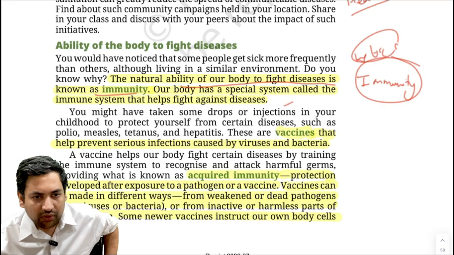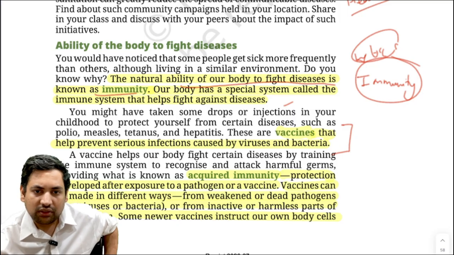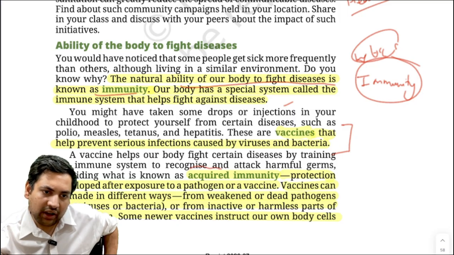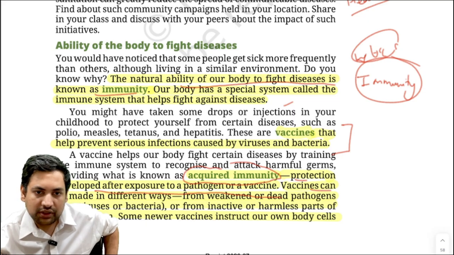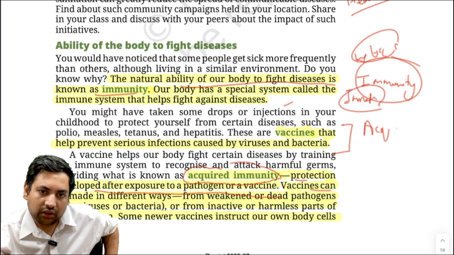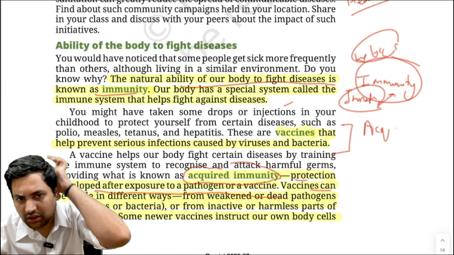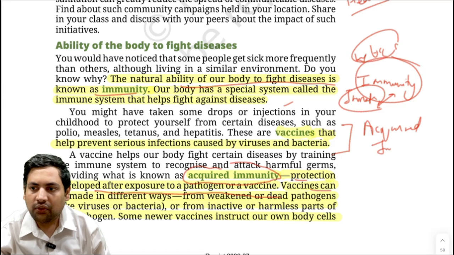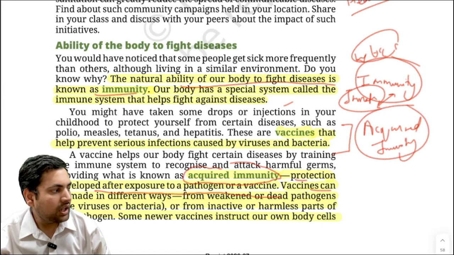Then, vaccines help prevent serious infection caused by viruses and bacteria. Before understanding vaccines, you must understand acquired immunity. What is acquired immunity? This is the protection developed after exposure to a pathogen or a vaccine. First, understand innate immunity, which you have from your birth. The other is acquired immunity, which you get later.